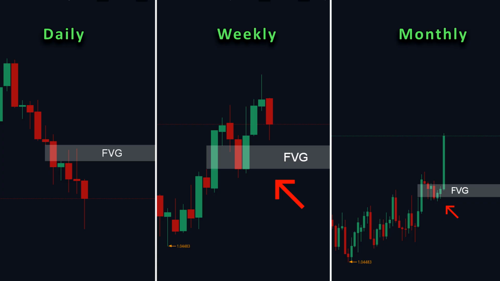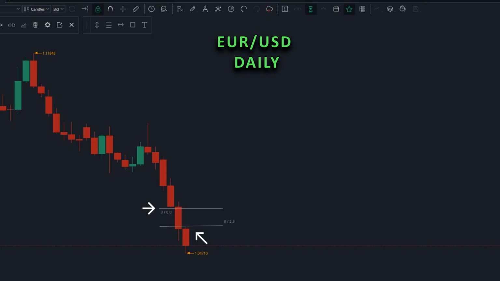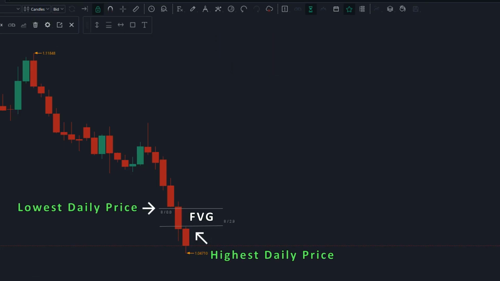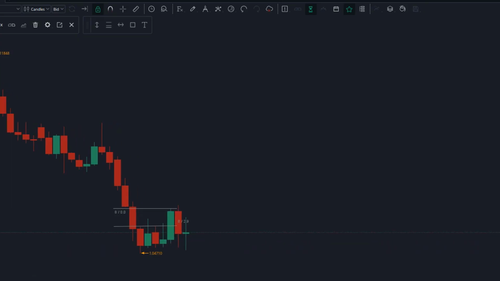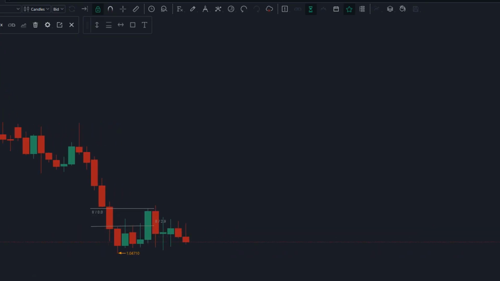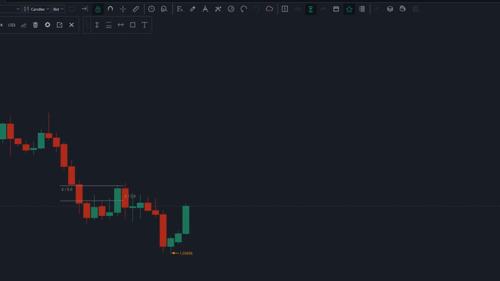For instance, on the EUR/USD daily time frame, we can observe an FVG between the lowest price traded on one day and the highest price traded the following day. This gap is the result of intense selling pressure and one-sided price action. Naturally, we expect price to eventually trade back into this FVG zone as price action seeks to rebalance these inefficiencies.